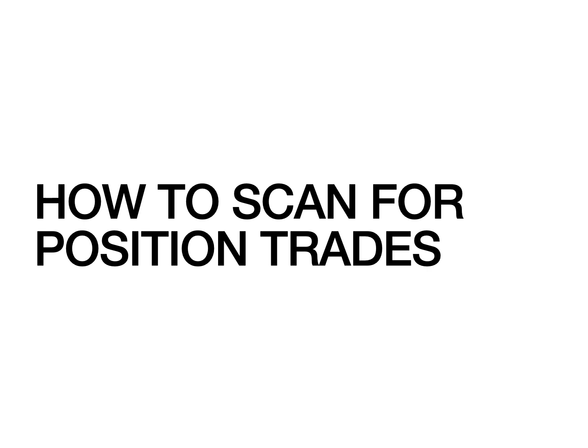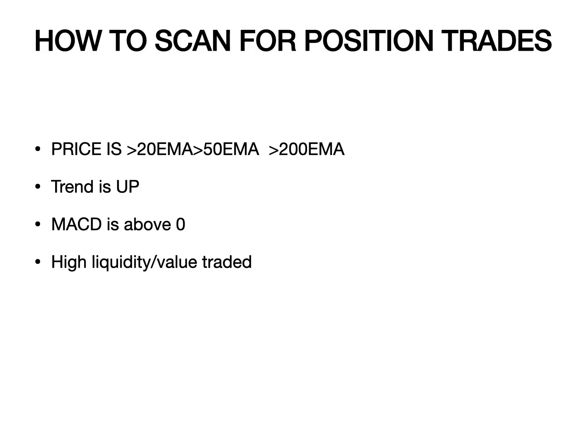So how do we scan for position trades? We look for stocks whose price is above the 20, 50, and 200 EMA. Therefore, the trend is up and the MACD is above 0. We also want to look for stocks that have a high value traded, or high liquidity. So we want to avoid third liners or stocks that are illiquid.